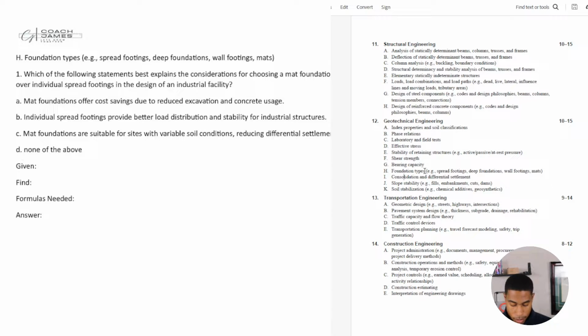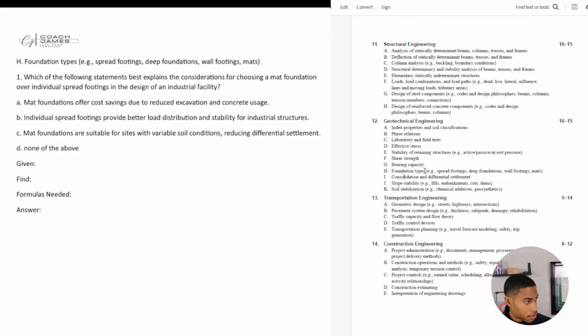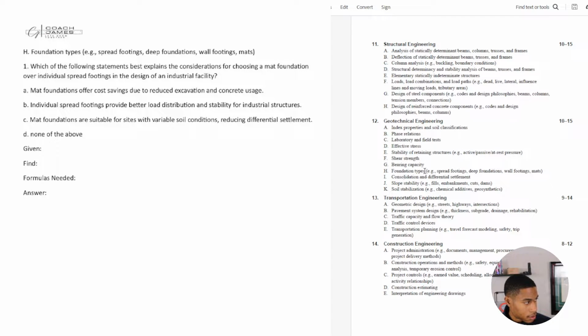So let's look at number one. Zoom out here a little bit. Okay. So number one says, which of the following statements best explains the considerations for choosing a mat foundation over an individual spread footing in the design of an industrial facility?